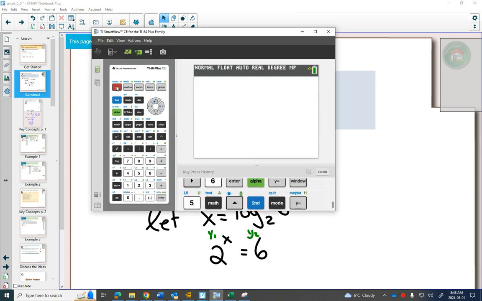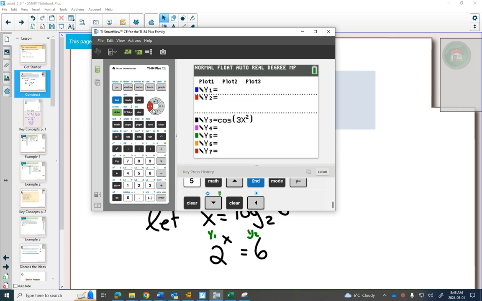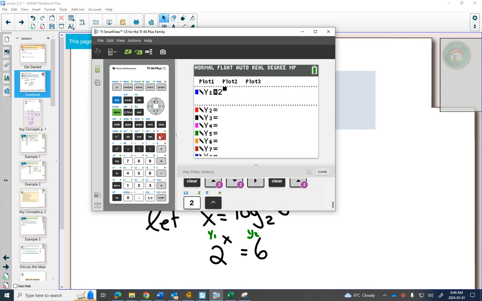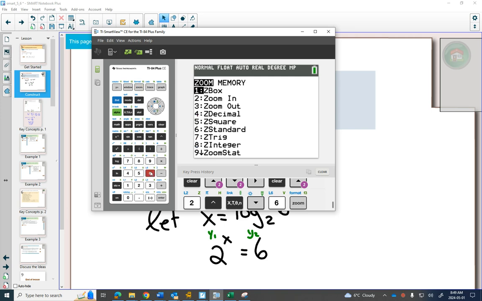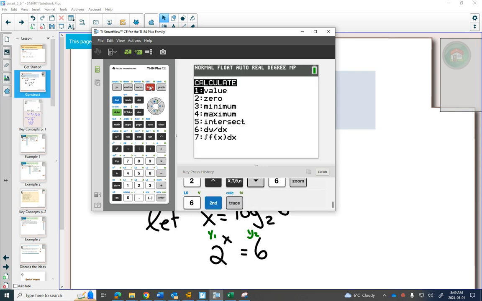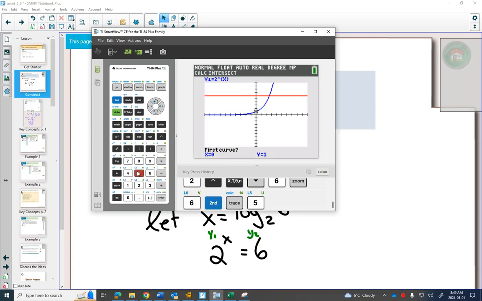So I go back to my graph, I go to my y equals. In y1, I can put 2 to the exponent of x, and I can put 6 into y2. And I can look at the graphs and see if they intersect. They do, so I can go second, trace, number 5, find out where they intersect, press enter on the first curve, enter on the second curve, enter when you guess, and I get the same answer, 2.585, from my graphing calculator.